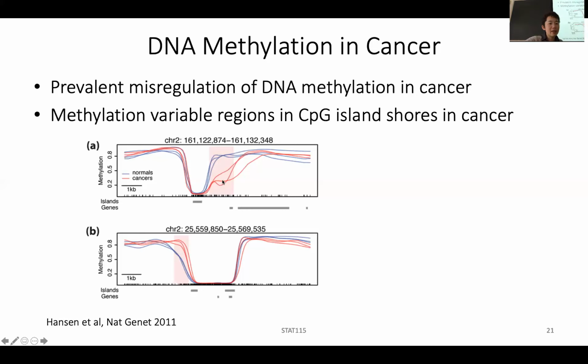But in cancer, when you see something like this, it means the cell is kind of losing its control. It doesn't know where to turn on or off. And so in this region, not only do you see a difference between cancer and normal, you see a big variation. The cell just can't control its boundaries anymore.